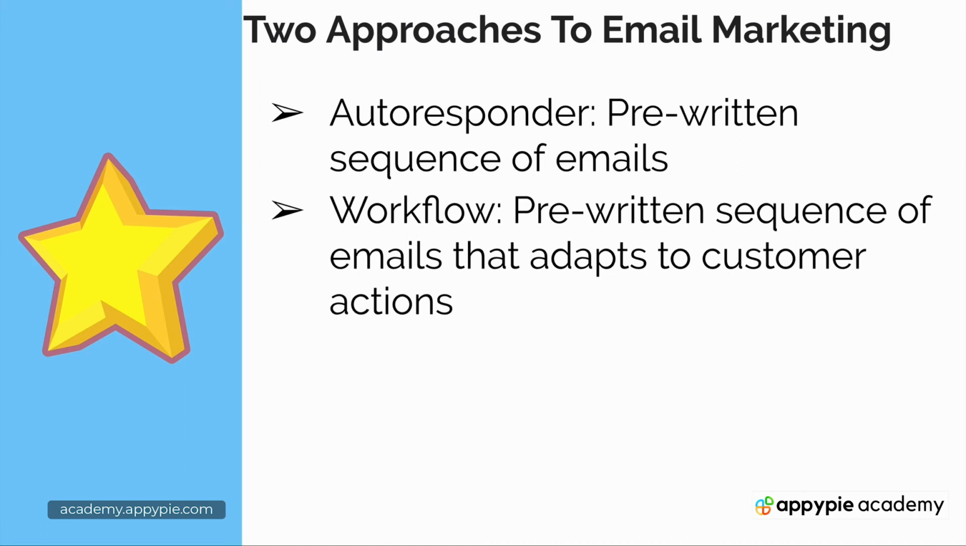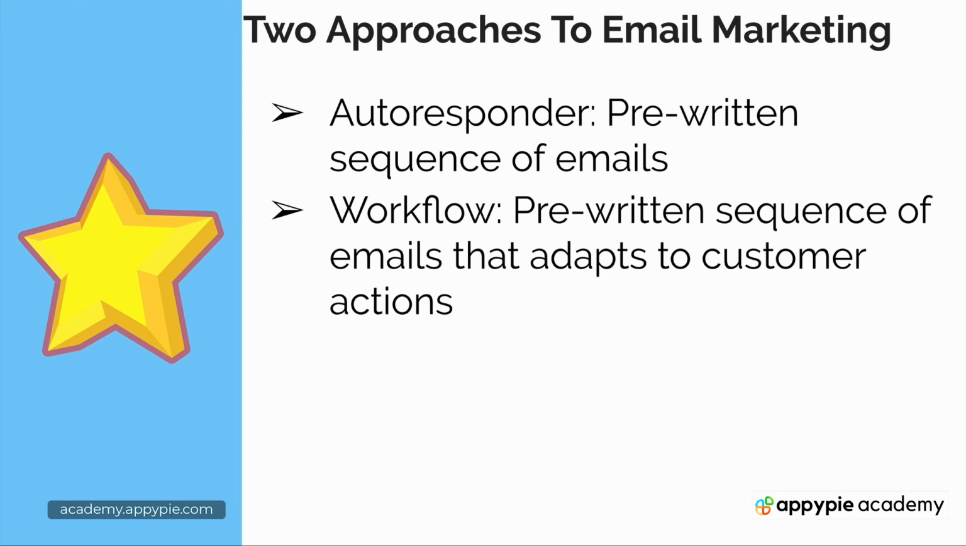So if a customer visited some sales page but didn't buy, then you would say the next email would be something like, hey, I saw you visited our sales page, didn't buy. Was there anything wrong? So it would adapt to the consumer's actions. So that's the difference between the autoresponder and the workflow.